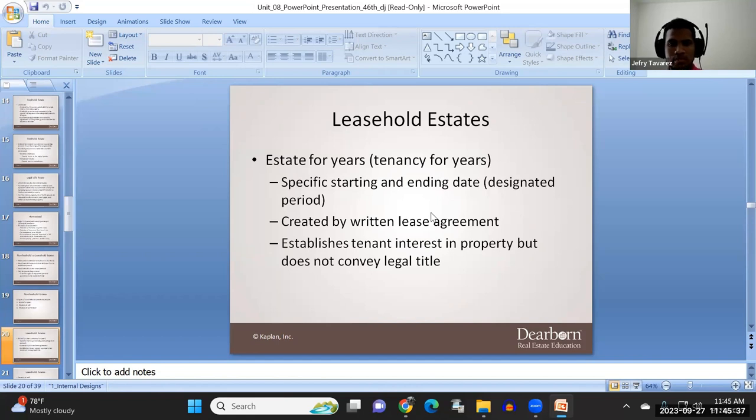So an estate for years is like a normal lease on an apartment, a normal lease on a restaurant. There's a start date, there's an end date. There's a lease written that explains everything in it, and it doesn't convey the deed. It just conveys that time period for them to use. Does that make sense? Estate for years. It's for the time period, right? Easy.